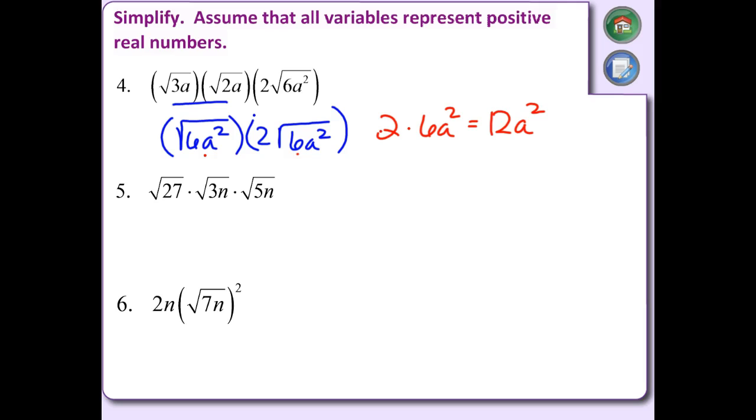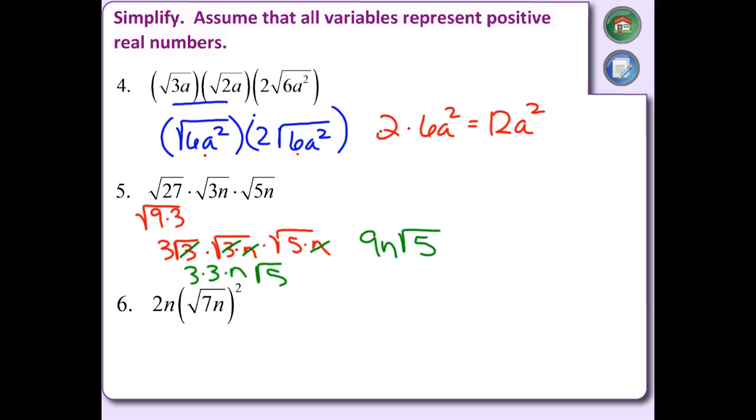If we look at number 5, we're going to take the square root of 27 and simplify that. That's going to give me 3 root 3. And we've still got 3 times n, and then we've still got 5 times n. So let's look. This square root of 3 times this square root of 3 is going to take it out of the house. We've still got the 3 in front. The square root of n times the square root of n is going to take that out of the house. And 5 is the only one left in the house. So we got 3 times 3, 9n square root 5.